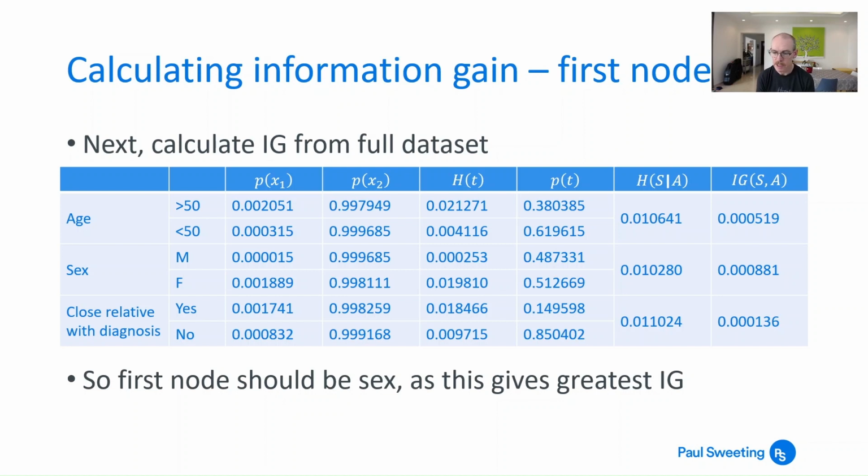So what this suggests is the greatest information gain, which is the second number down in the final column, so 0.000881. This is the biggest information gain, and it is for sex. So splitting between men and women is the best first move that you can have.